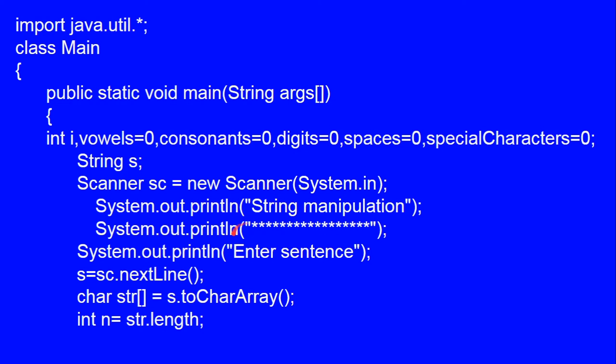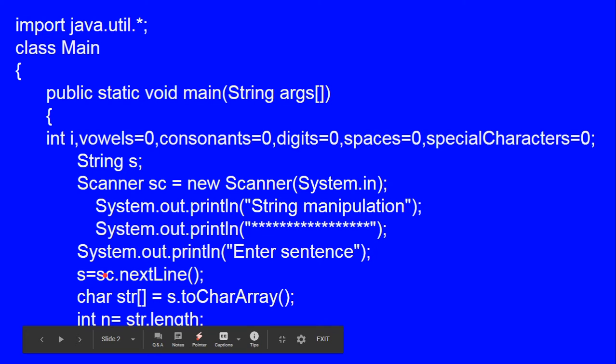Now we are going to get the sentence. Here sentence is the string variable. It's a string of a sentence. So this sentence is the input, and from this sentence this program will find out how many vowels are there, how many consonants are there, how many digits are there, how many spaces are there, and how many special characters are there. So now to get the input, this is the process.